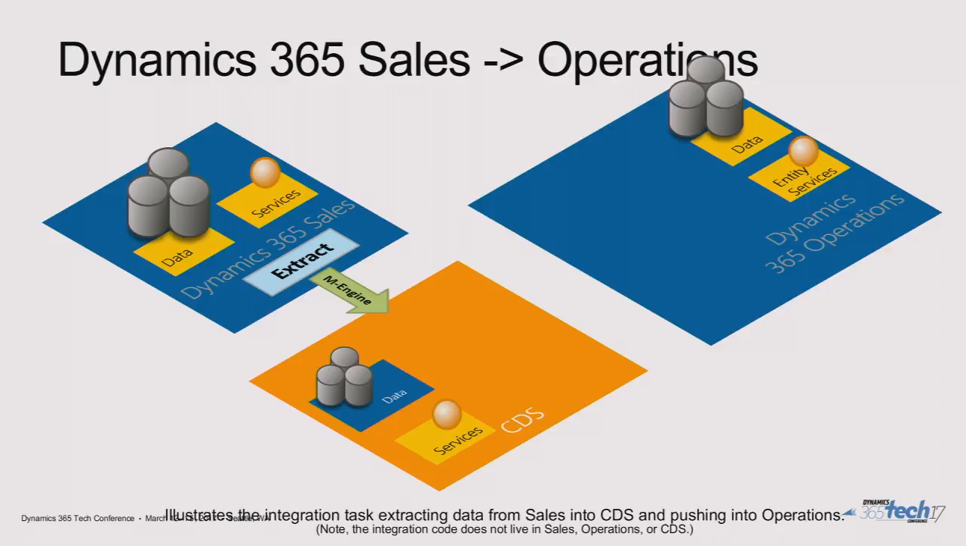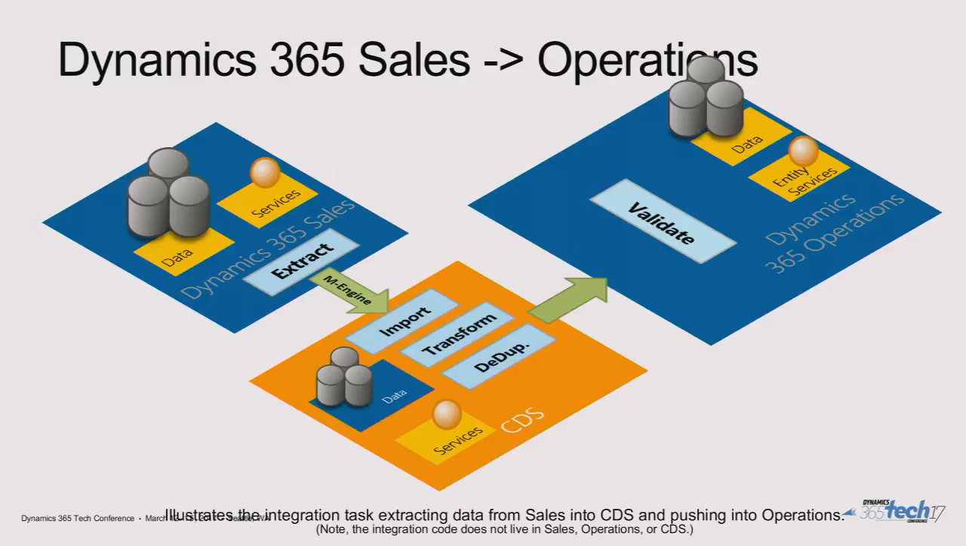But if we use the M engine to bring data out, it also allows us to do a rich set of transforms to bring data out of a system and move it in through the CDS. So we'll do the import, various transforms, and then move it over into operations. And then the inverse is also true. I'm not going to show that particular little animation. But then you can move data back as well.